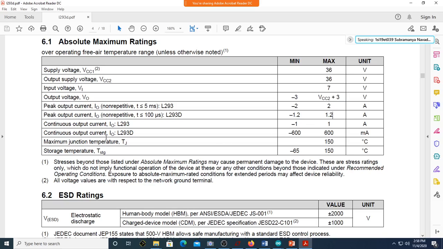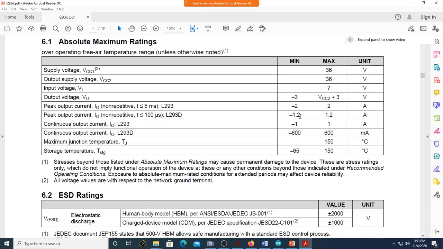This is continuous output from L293D. This is L293. It can source 1 ampere of current. It can sink 1 ampere of current. And can you see this here? There are so many specifications, non-repetitive. If the time period is less than 100 microseconds, if it is non-repetitive, you can have a current.